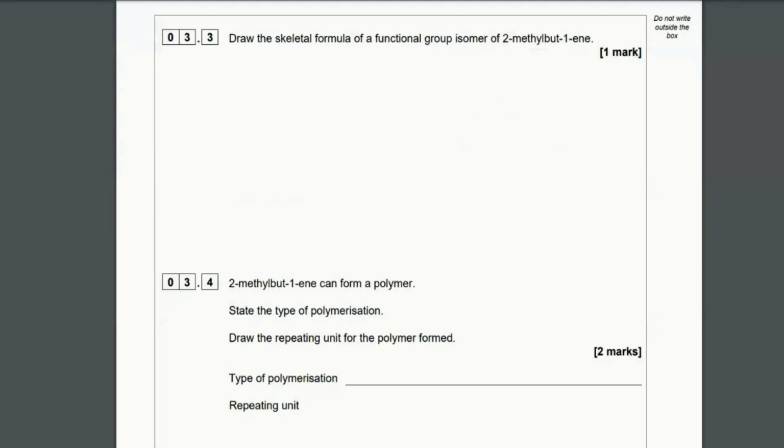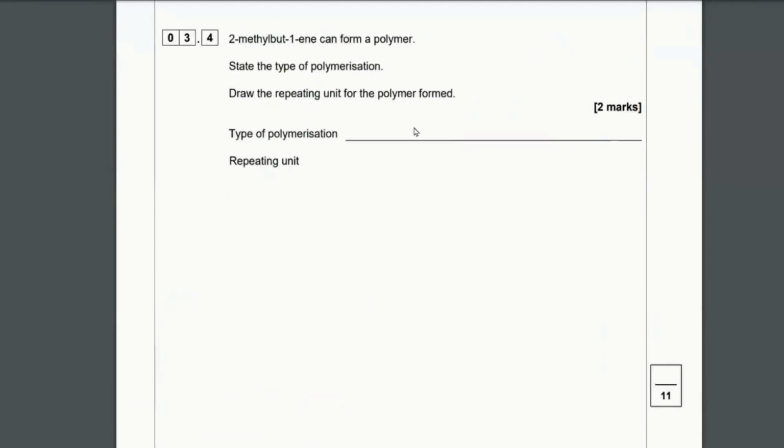Let's move on to 3.4, because that was just a 1 marker. So 3.4: 2-methyl-butene can form a polymer. State the type of polymerization. Draw the repeating unit for the polymer formed. Type of polymerization. Now, you did this in GCSE, so we've identified already that we're dealing with an alkene, which contains a functional group that's a carbon-carbon double bond. And you should know from GCSE, alkenes undergo addition polymerization.